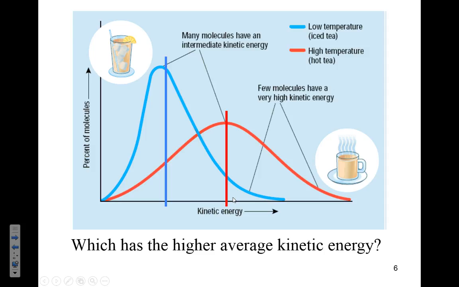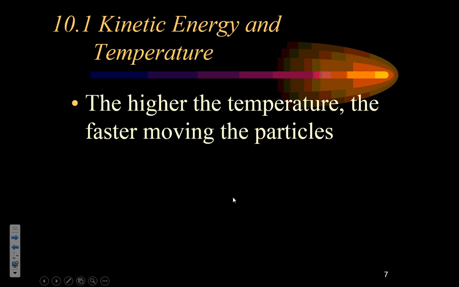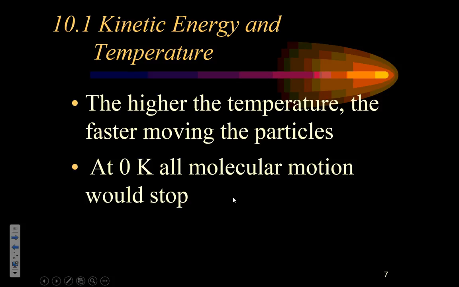So if I give you a graph similar to this in the test and I ask you what's the highest temperature, you're going to pick the one with the lowest hill. It's going to have an average farthest to the right. If that's what the lowest temperature is, you're going to pick the highest hill. It'll have an average farthest to the left, or lowest in kinetic energy. So in this case, color-coded, red would be the correct answer. Now, the higher the temperature, the faster moving on average our particles are. And the colder it gets, the slower moving they are.